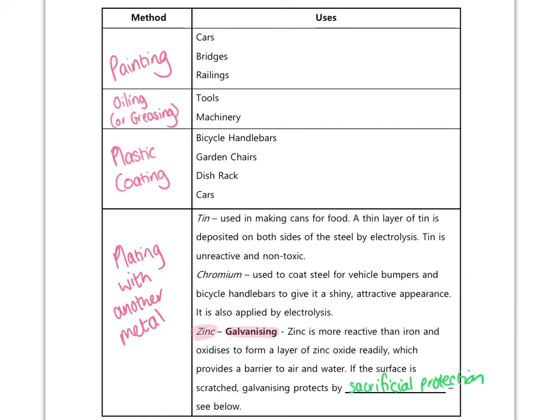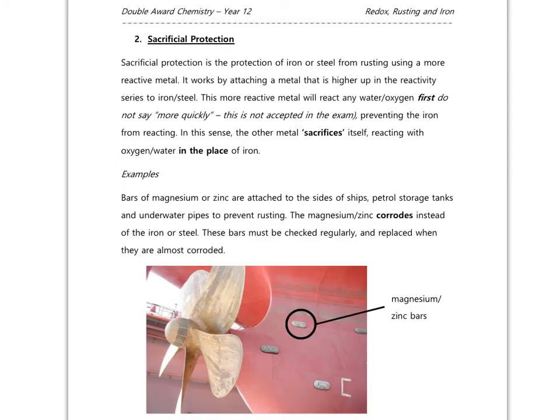For some things like cars, you'll have multiple different methods of rust prevention that you could use, like painting and plastic coating, depending on what part of the car, or even plating with another metal, but you're trying to choose the most appropriate method. The next method of rust prevention that we're going to look at is sacrificial protection. So this is a totally different category of rust prevention.